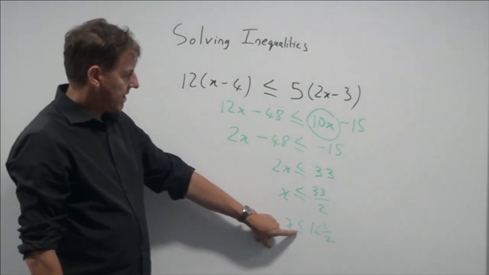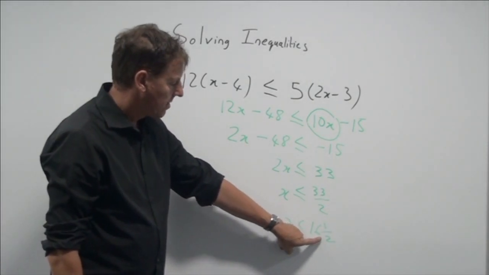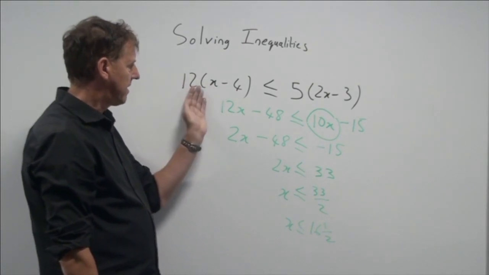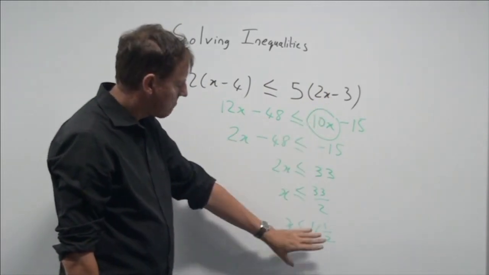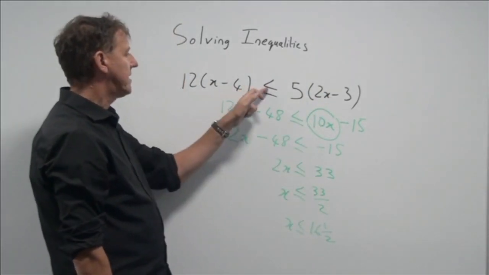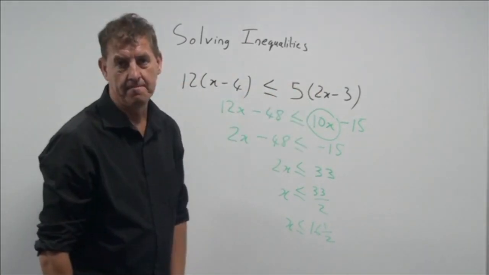So I've got an equal sign here this time. I'm allowed to be 16 and a half. So I could put 16 and a half in there, and I guarantee the left-hand side would exactly equal the right-hand side. Any number less than 16 and a half, the less than sign will come into play. This side will be less than that side.